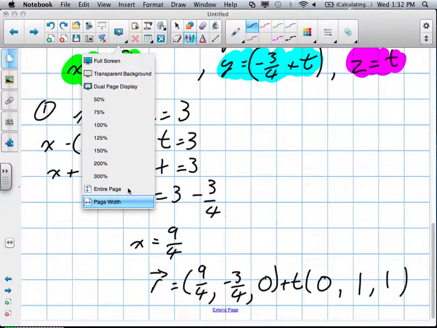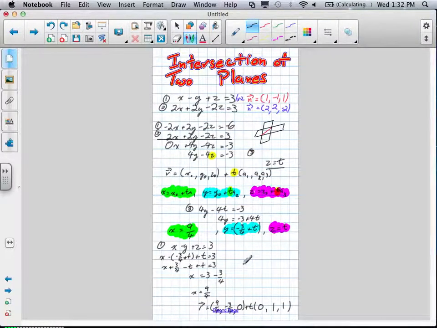We only needed to put it in parametric form, but I wanted to show you guys the connection between that, because I know they all didn't look like full equations. Z was equal to t. Okay, well that just meant the point was at 0, and our direction vector was 1. And we actually found a value for x, x being 9 over 4.